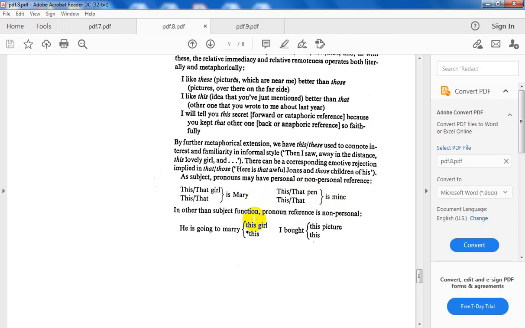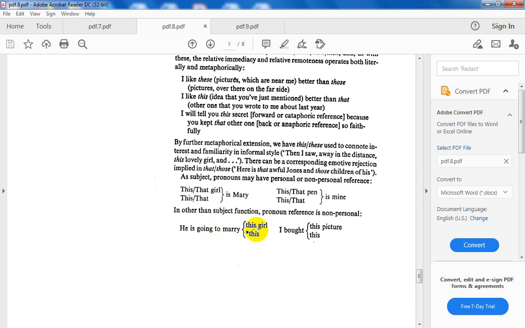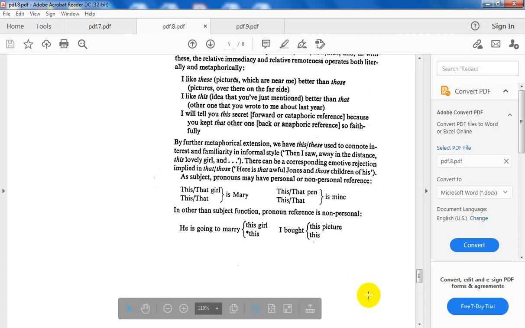But if it is not a subject, pronoun reference is non-personal. We cannot use this here as personal. He is going to marry this girl. This is if it is other than the subject. Now it is obligatory to use this girl, not this, because you should not mention this here as a pronoun. Only this girl as determiner. Why? Because it is personal, and the function here is non-subject. I bought this picture. I bought this: here it is non-personal.